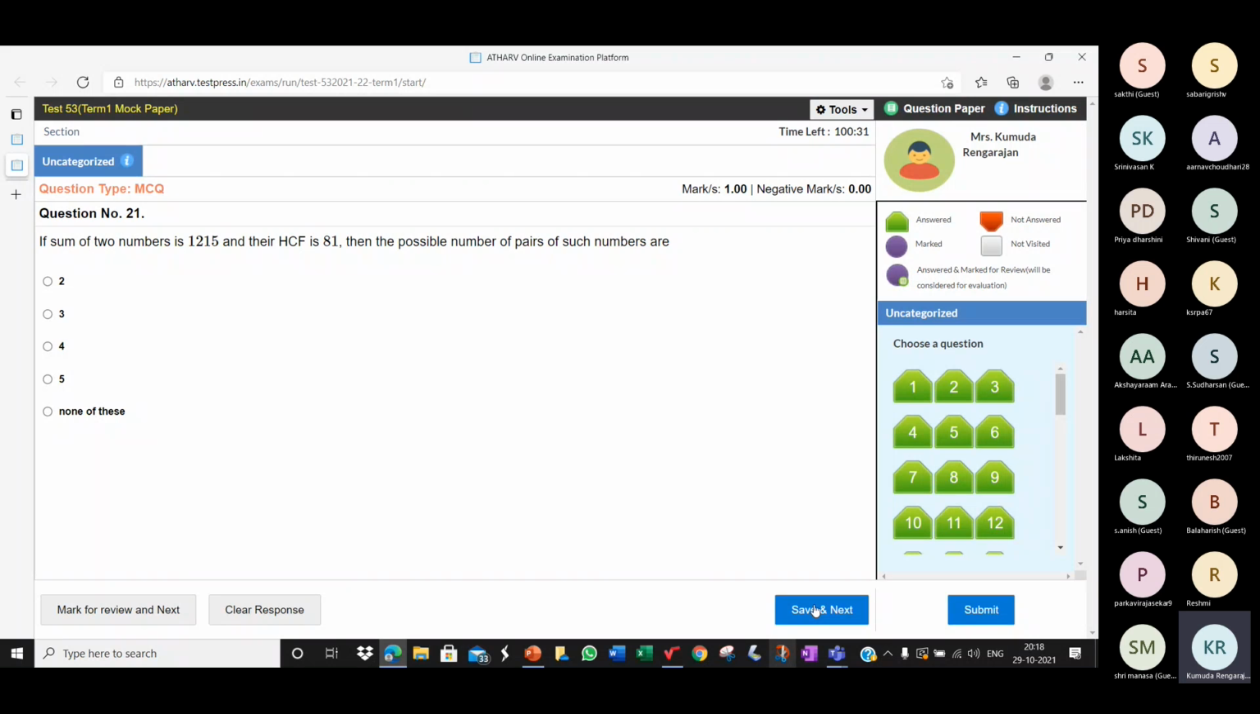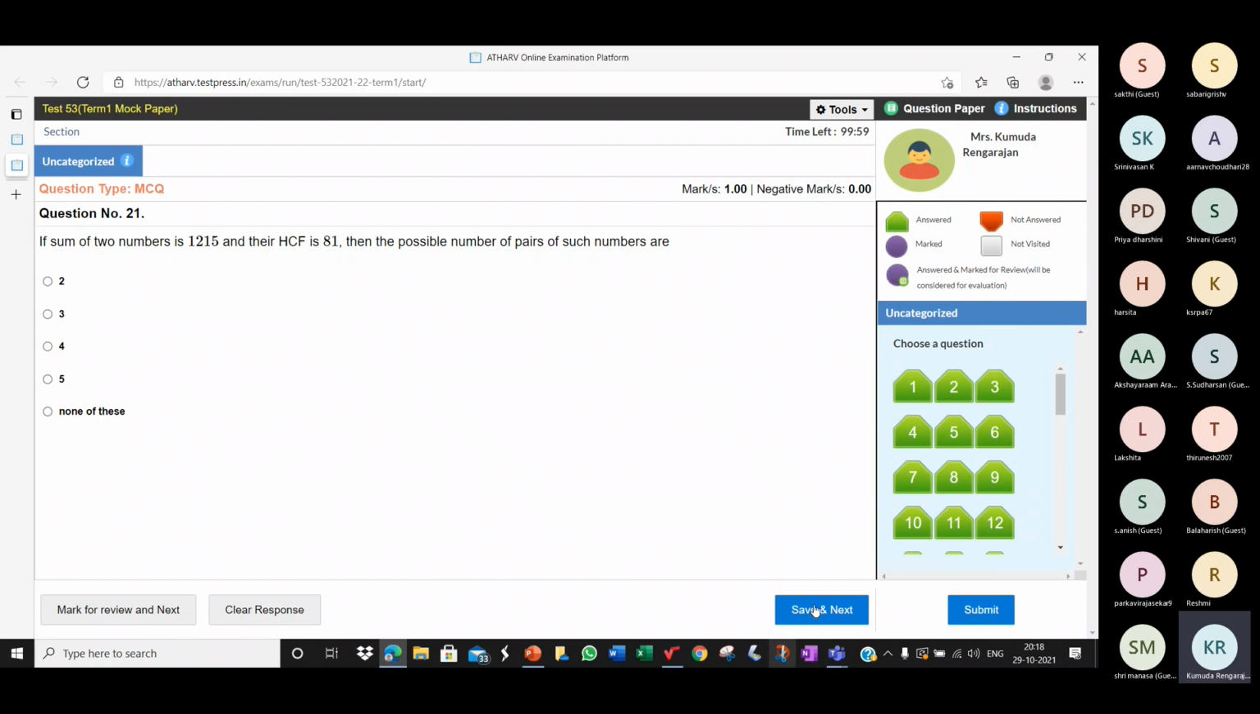What is the HCF of 12 and 20? Please find. What is the HCF of 12 and 20? 4, ma'am. Yeah, so what are the two numbers 12 and 20 in terms of the HCF? It is 4 into 3, 4 into 5, correct?